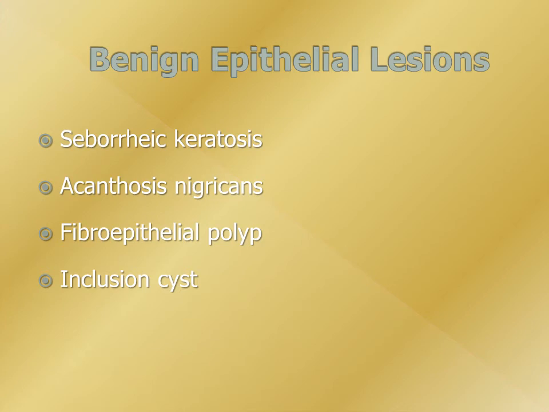Bismillahirrahmanirrahim. This lecture is about the benign epithelial tumors. Just a brief overlook of these four entities, namely seborrheic keratosis, acanthosis nigricans, fibroepithelial polyp, inclusion cyst. Inclusion cyst can be asked, especially in the MCQs. Usually we pathologists and cytopathologists come across cases of inclusion cyst in our routine life.